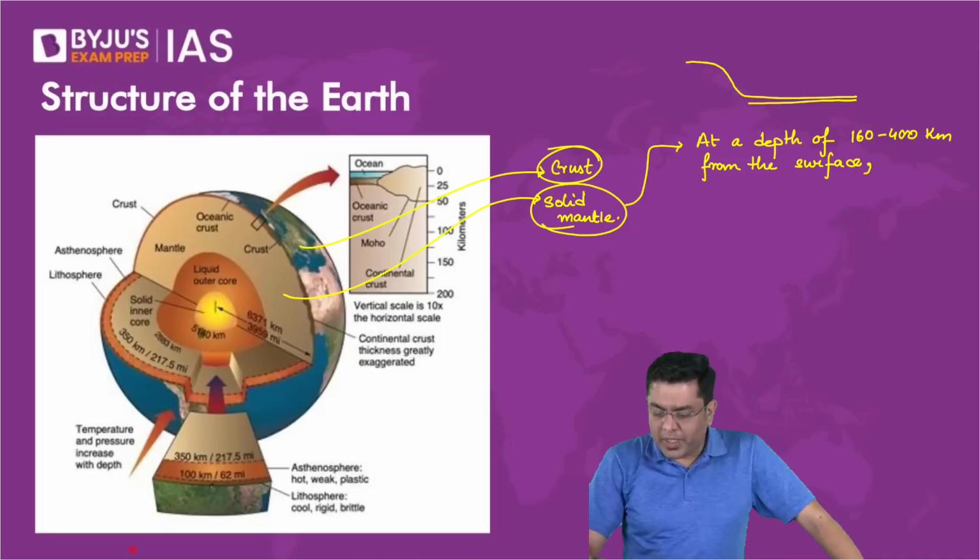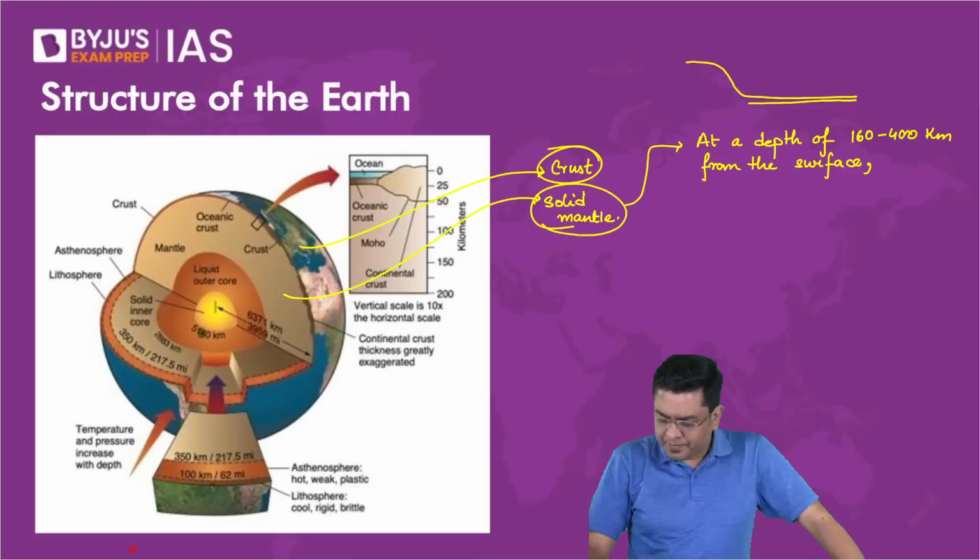Anurag, what is your question, my dear friend? Can the outer core be referred to as a semi-solid layer? No, it is a liquid layer. Is lava also found on the seafloor?